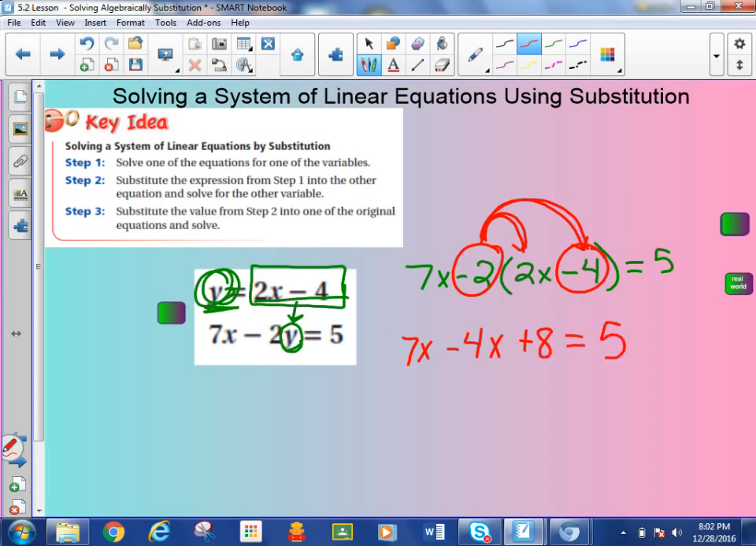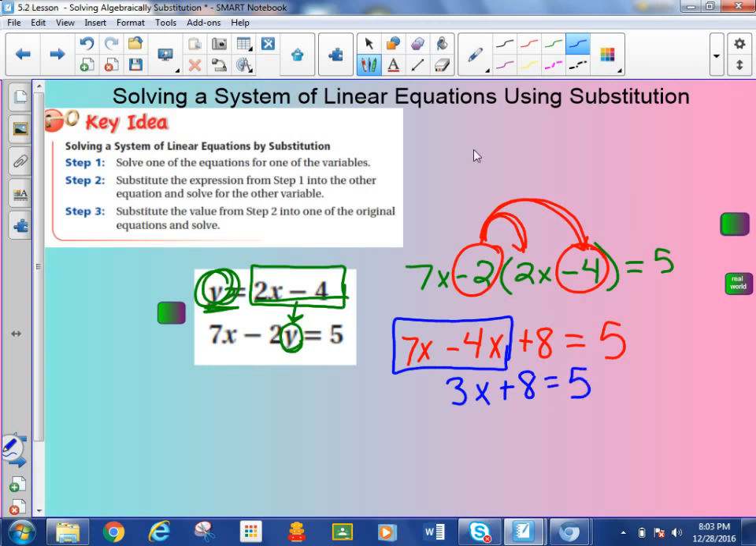Now we're into a multi-step equation. We did our distribution, and now we're going to combine like terms. This is jumping us clear back to chapter 1 and reviewing those multi-step equation steps. Because the 7x and the negative 4x are on the same side of the equal sign, we're going to read it as 7x minus 4x. So 7 minus 4 gives us 3x plus 8 equals 5.